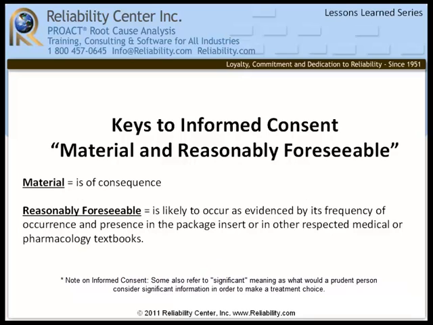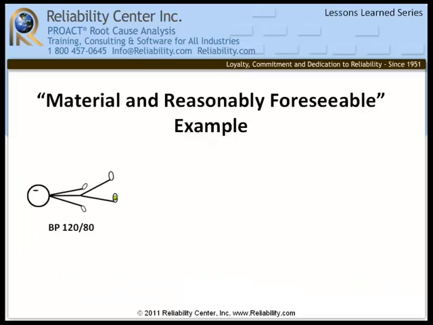They are material and reasonably foreseeable. Material meaning is of consequence. Reasonably foreseeable is likely to occur as evidenced by its frequency of occurrence and presence in the package insert or in other respected medical or pharmacology textbooks. Let's go through an example of material and reasonable.